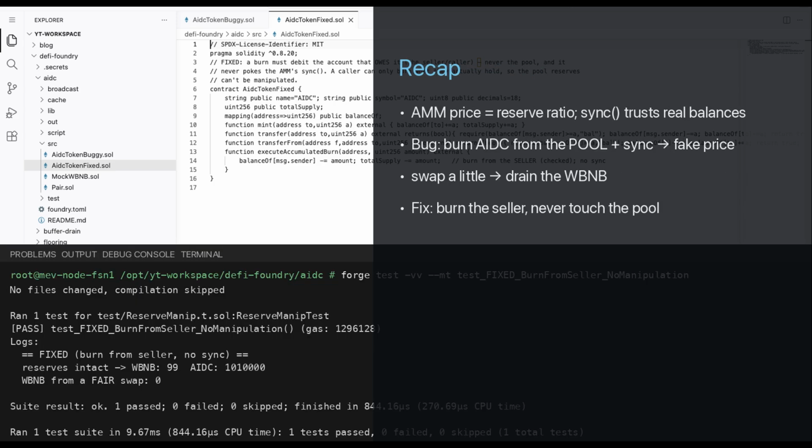A recap: an AMM prices by the ratio of its reserves, and sync trusts the pool's real balances. The bug burned AIDC out of the pool and synced, faking the price, so a tiny swap drained the WBNB. The fix is simply to burn from the seller and never touch the pool. We reproduced both: 50 WBNB drained versus a fair, safe swap.